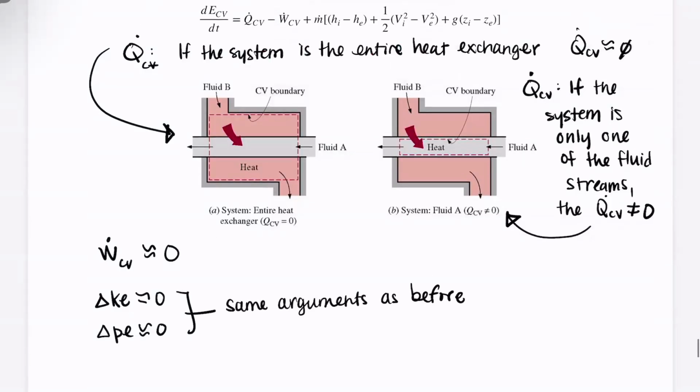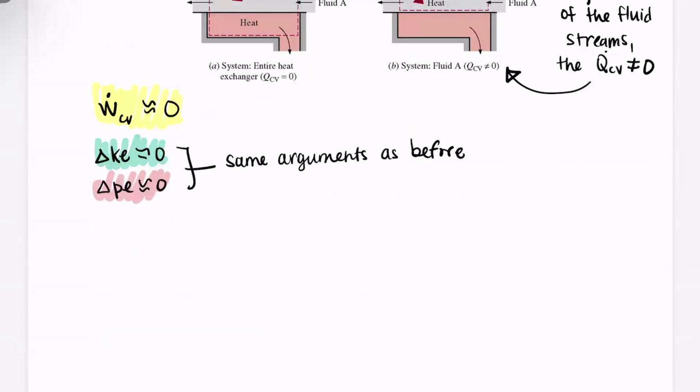All right. So if we make these simplifications, so our work term goes away, our kinetic energy term goes away, and our potential energy term goes away. And then we're still assuming that we're looking at steady systems. So then our energy equation simplifies to the following.